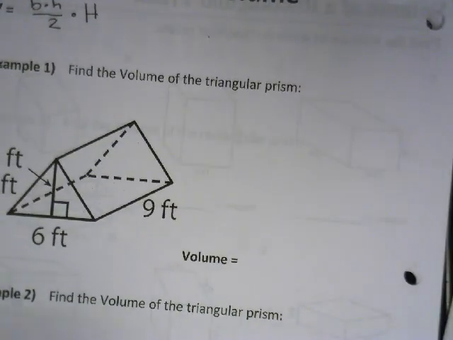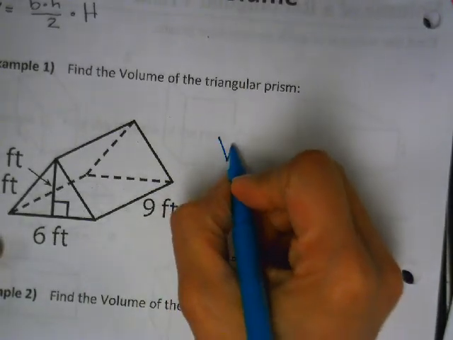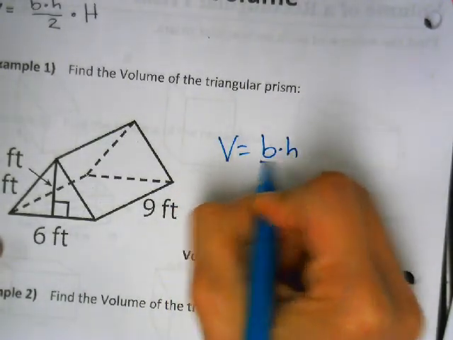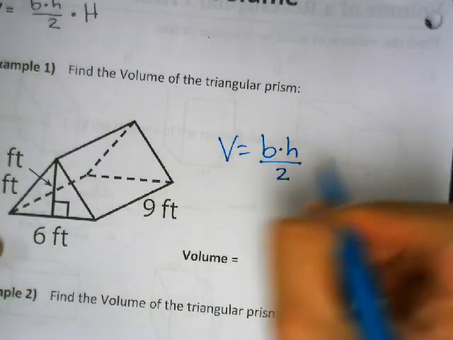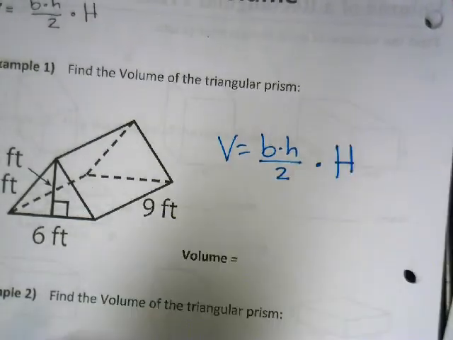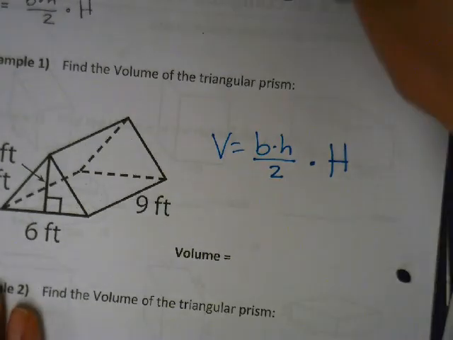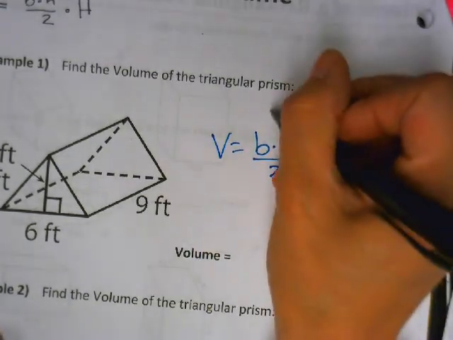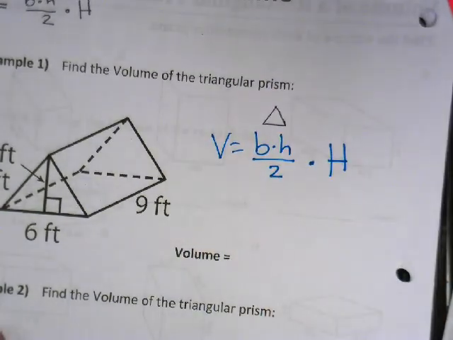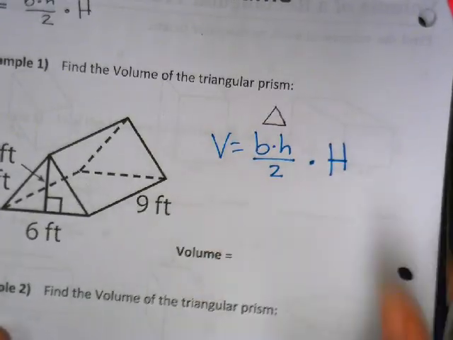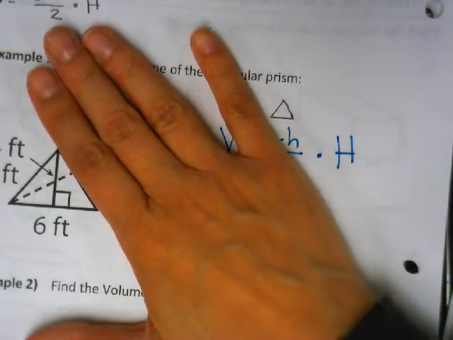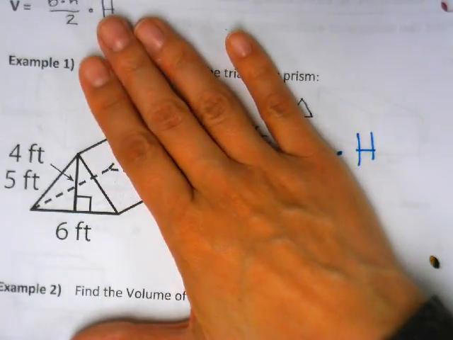So I'm going to write the formula again. Volume is equal to base times little h, divided by 2, times your big H. So we're going to write the formula again. Okay, now let's look at the triangle. So this is just the triangle part, okay? This part is your triangle part. So I'm going to cover up this. I'm looking just at your triangle.